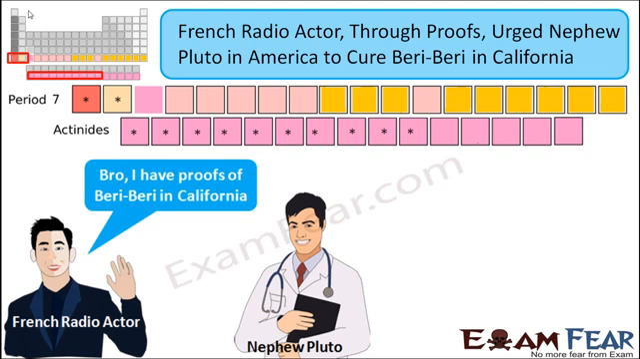Now let's move on to period 7. And here we see a French radio actor who's telling that, bro, I have proofs of beriberi in California, and he is trying to inform his nephew named Pluto who lives in America. So our tip here is: French radio actor through proofs urged nephew Pluto in America to cure beriberi in California.